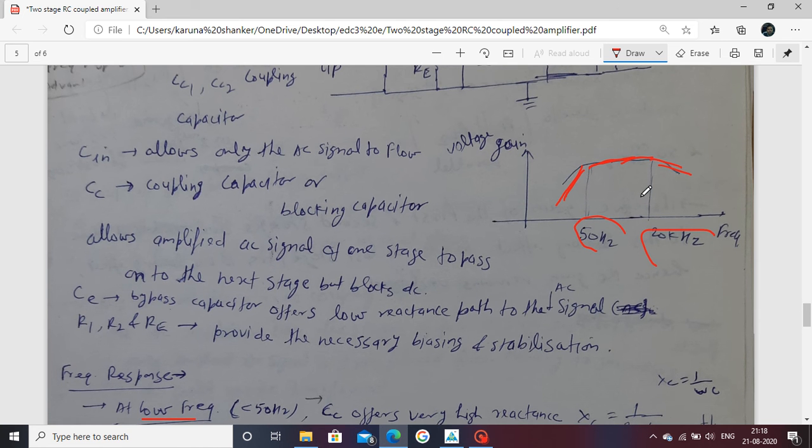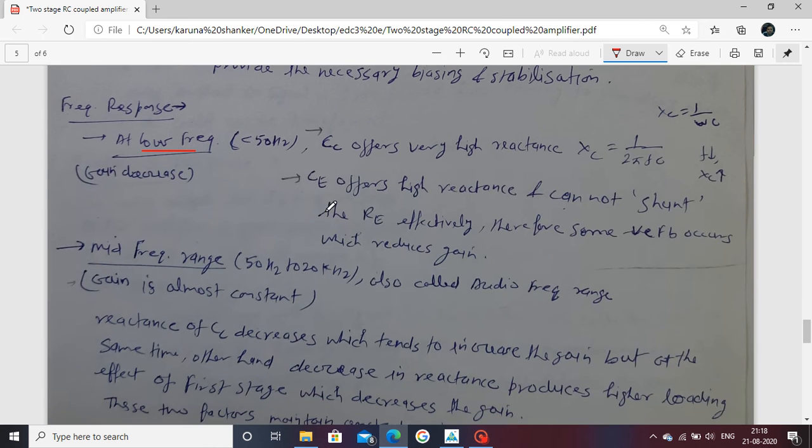This one explains why the voltage gain decreases on the lower side, why it decreases on the higher side, and why it stays constant in between. In the frequency response at low frequency, the voltage gain decreases because the coupling capacitor and bypass capacitor provide a very high reactance.